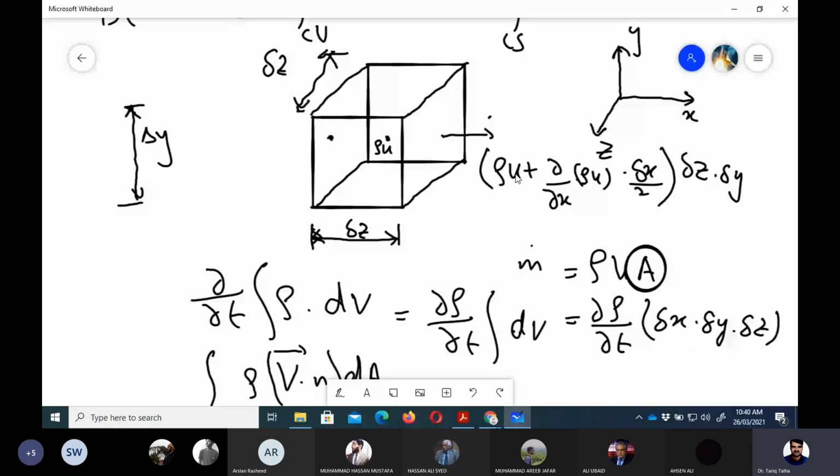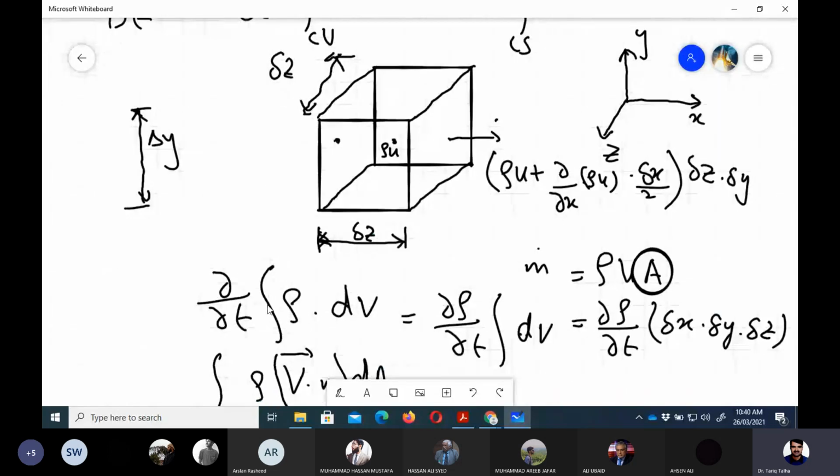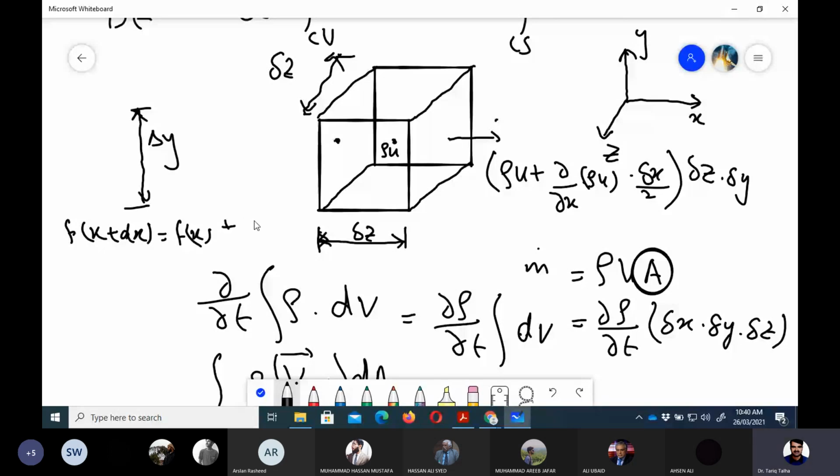we can use Taylor series. I think I discussed that in the last class, so let me write it again here. f of x plus dx can be written as f of x plus df upon dx into dx. So we are only considering the first derivative term.